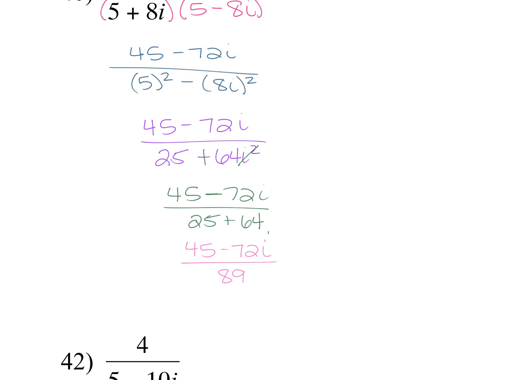Yes, 72 is divisible by 9, but 89 is not. 72 is divisible by 3, but 89 is not. Nothing else other than the 45 is divisible by 5. So again, this is simplest form.